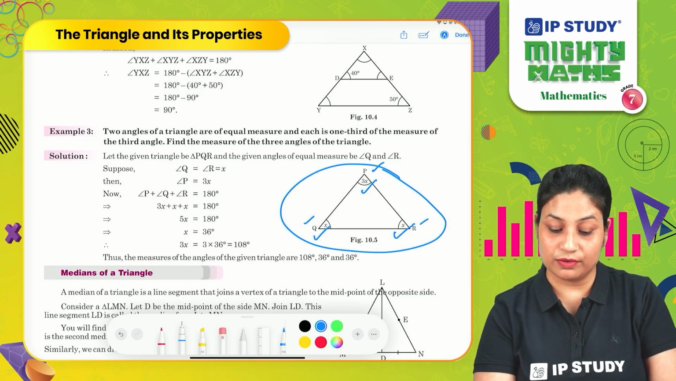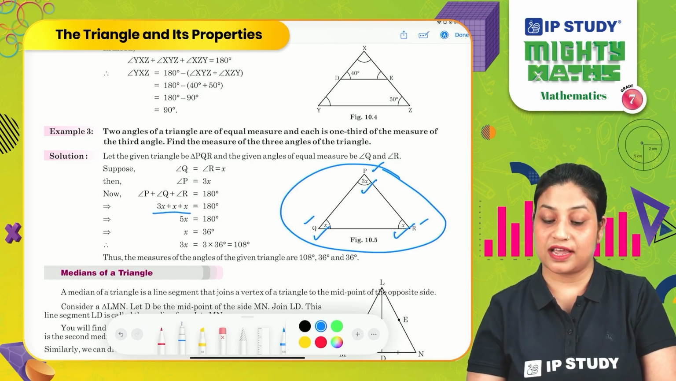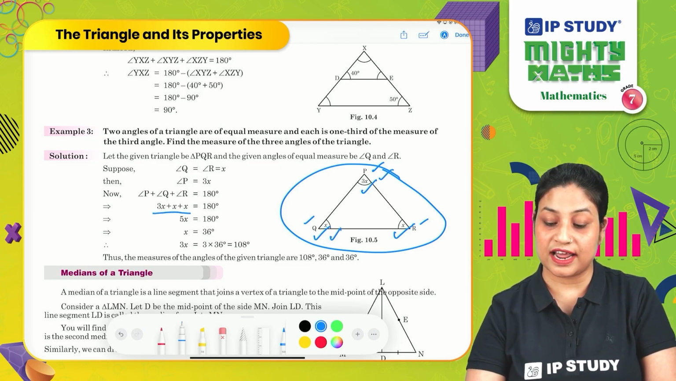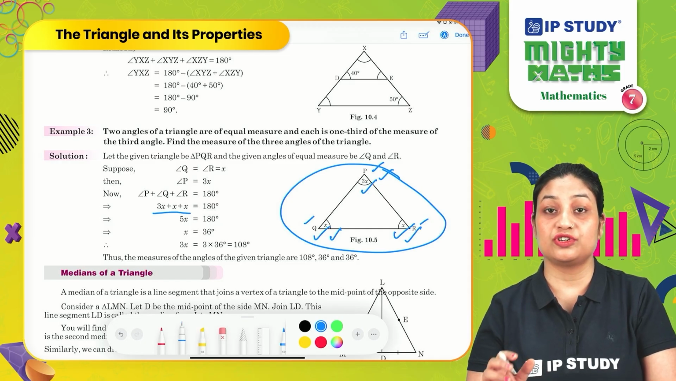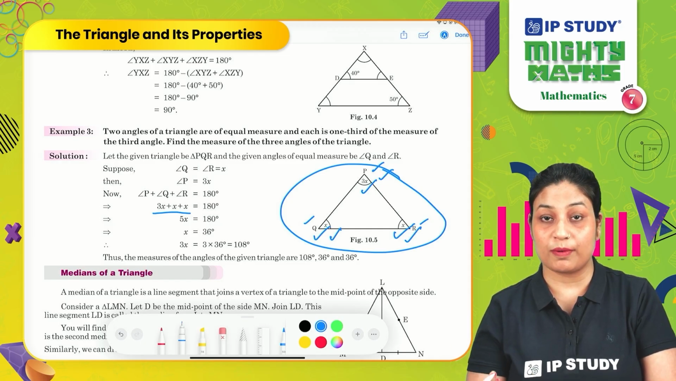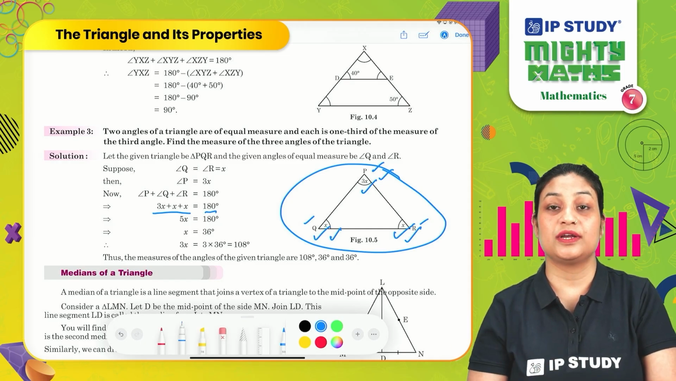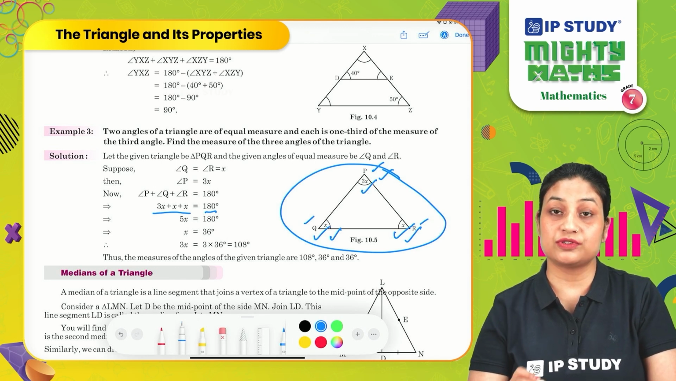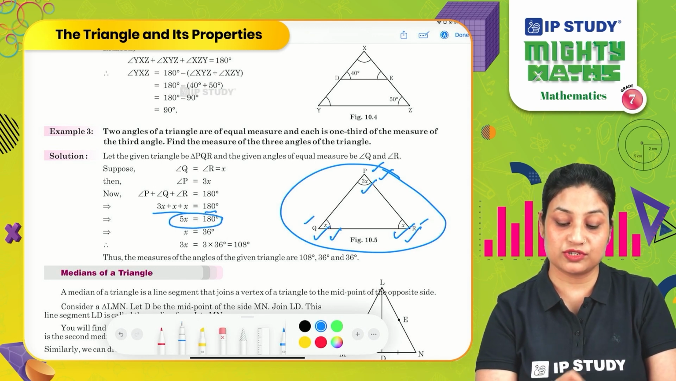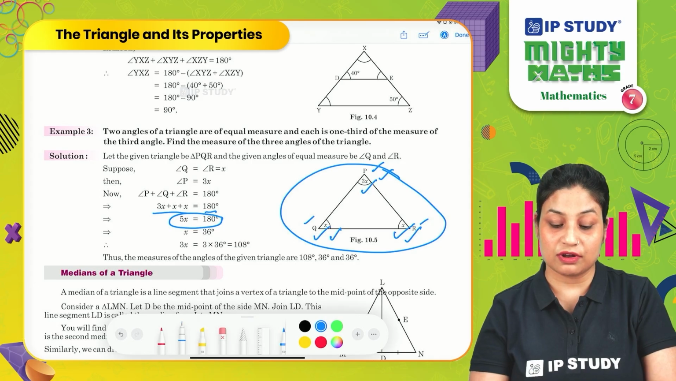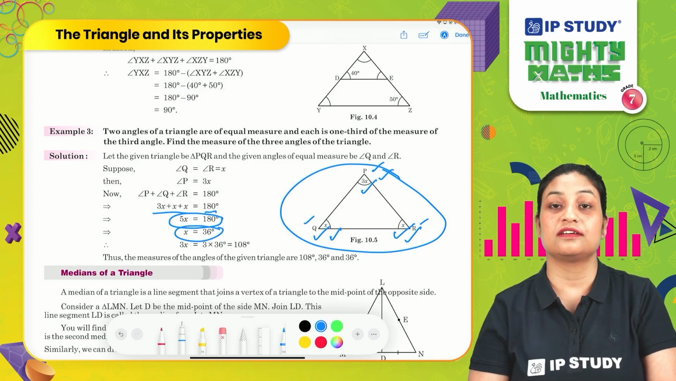So, let's quickly do that. What will we do? We will add the three angles, 3x, x and x. And the sum should be equal to 180 degrees according to the property. So we will equate it to 180 degrees. When you solve it, what will you get? 5x is equal to 180 degrees. On further solving, the value of x comes out to be 36 degrees.